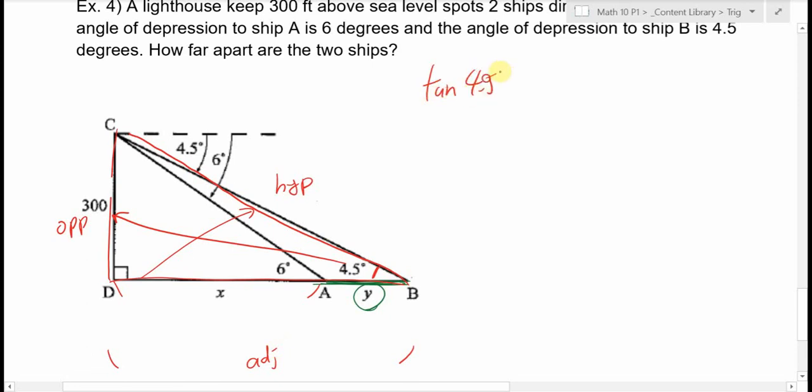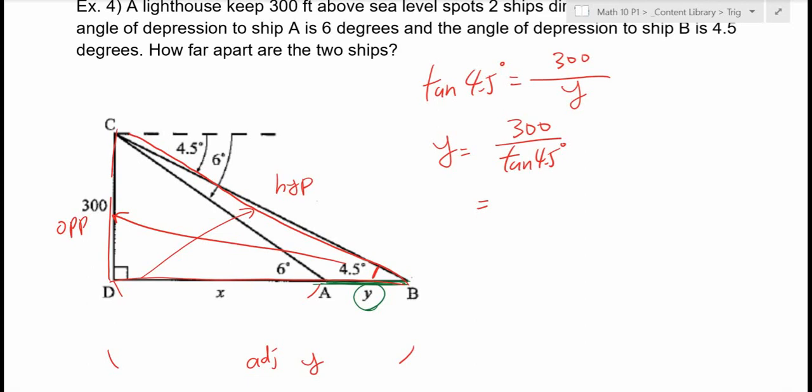So tangent of the angle 4.5 degrees is equal to the opposite side over, let's call this y, the adjacent side. So solving for y equals 300 divided by tangent 4.5 degrees. Put that into calculator. You would get 3,811 point, let's round to one decimal place, that's okay, 0.9 feet. Okay, because that's what the unit is in the question, so that would be the unit for our answer. So that's y, or that's dB.